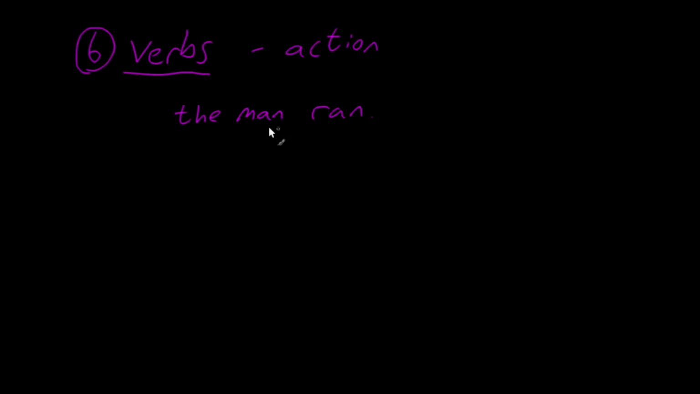Rule number 6 of Lashon Hakodesh is a basic introduction to verbs. So what is a verb? A verb is an action done by a person or a thing. So for example, if you were to say in English, the man ran, we see man is a noun and ran is the verb. It's the action that the man is doing. Okay? So that's what a verb is.